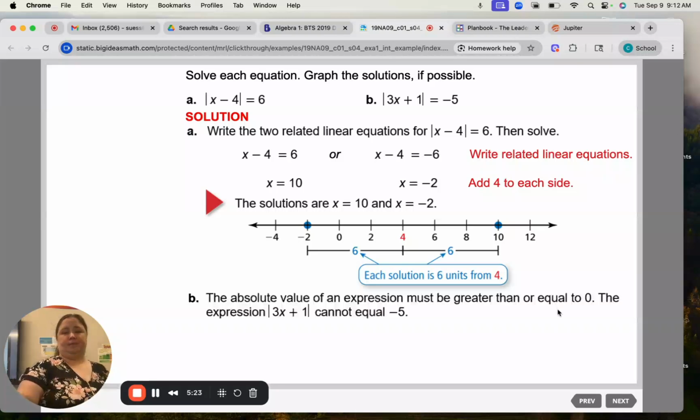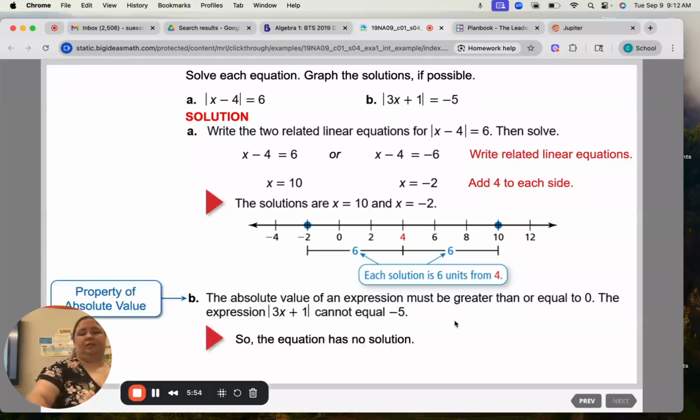All right, so now let's look at B. The absolute value of 3x plus 1 equals -5. Can we have a negative answer for an absolute value? No. So this would be extraneous, because you can't have a negative as an answer for an absolute value equation. So you just say no solution. You don't even have to solve anything.